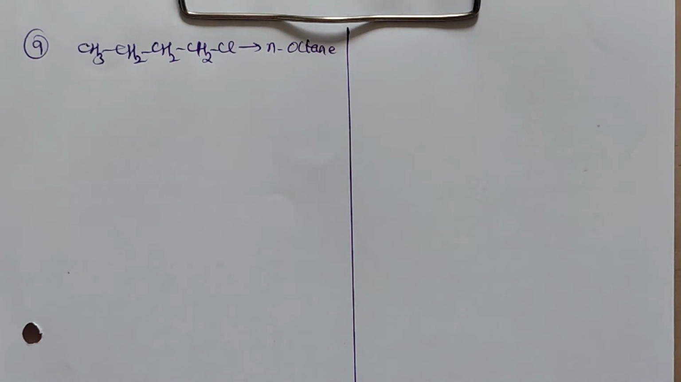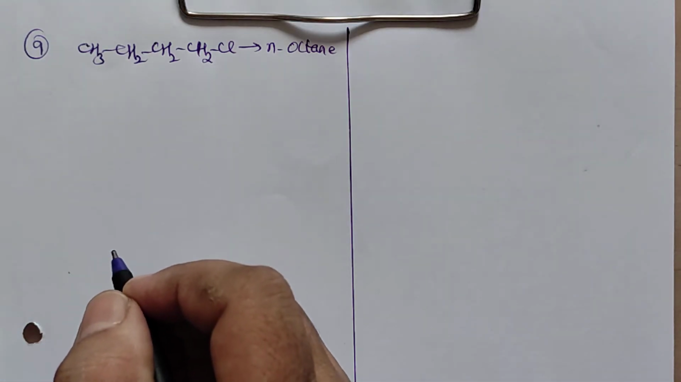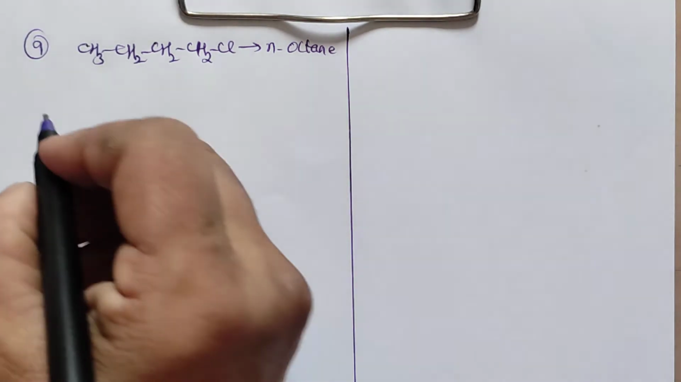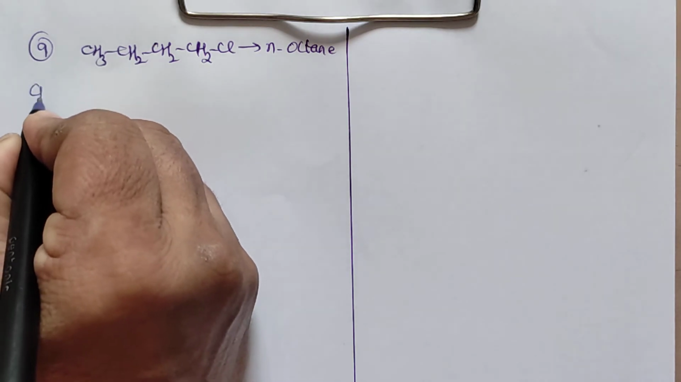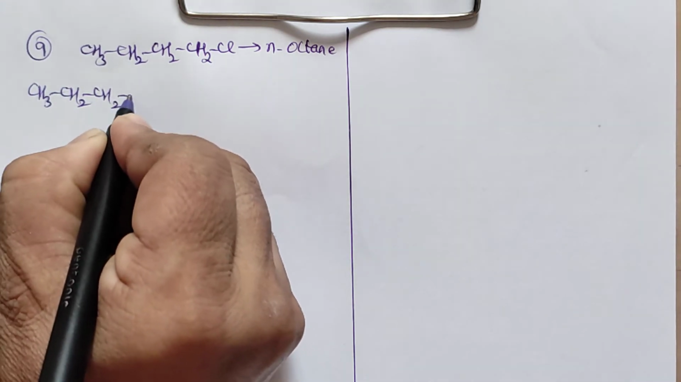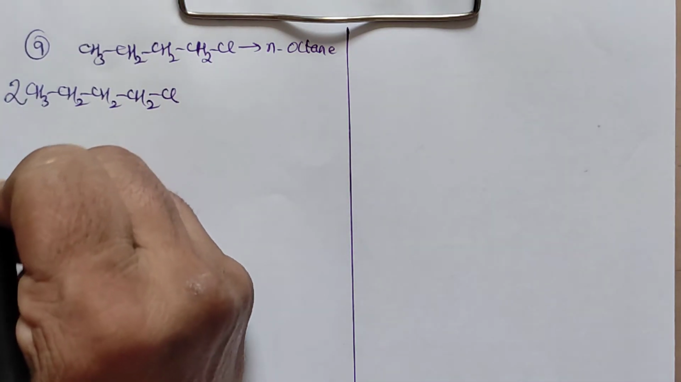It says 1-chlorobutane to n-octane. That means we are simply doubling the number of the carbon atoms. It is very, very simple. So you will take this CH2. I think you must have got the answer by now. You will take 2 molecules of this.